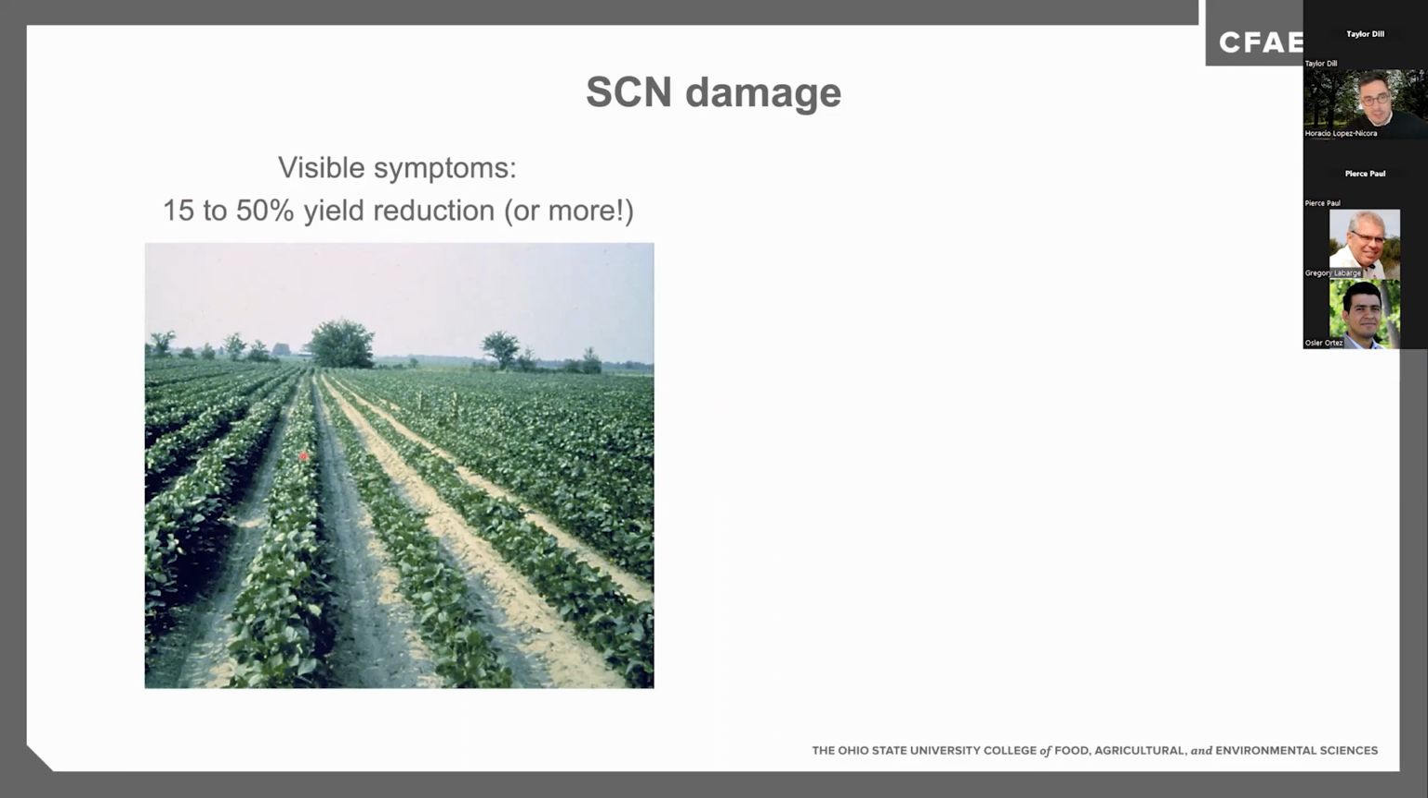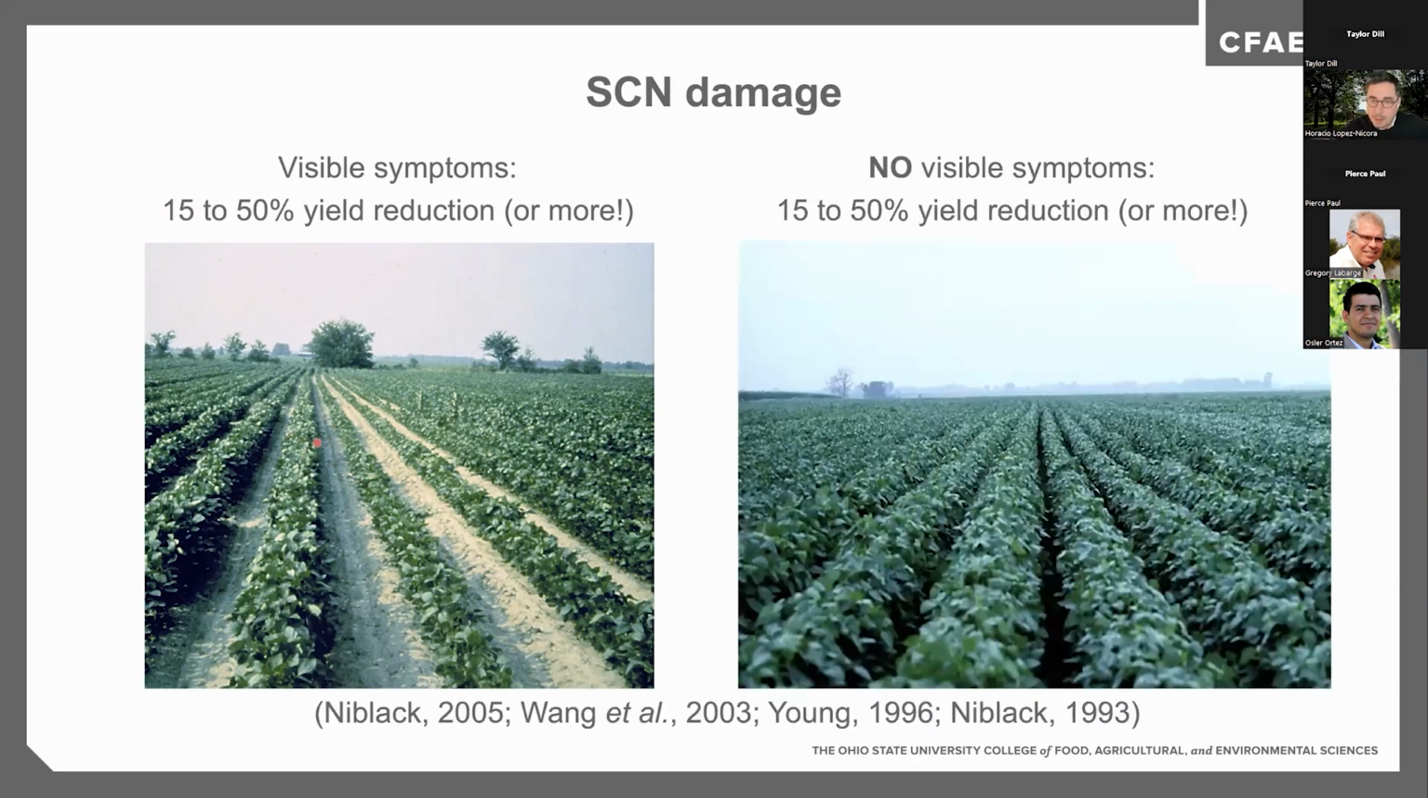We can also see some symptomology when we compare susceptible and resistant. But the nightmare of the north central region where we grow soybean is that our populations of the nematode have adapted to really continue causing yield reduction with absolutely no visible symptoms.